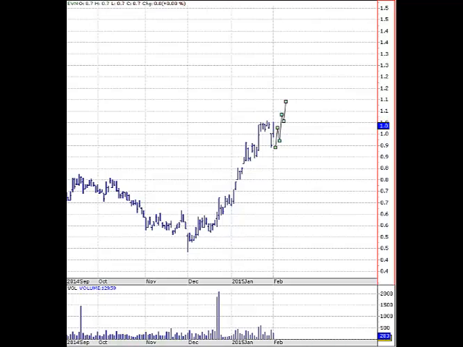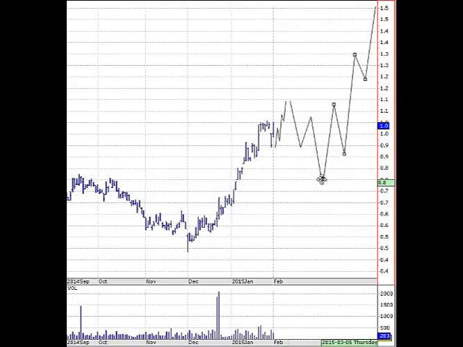Once we've got that, then we'd be looking for an ABC correction that can move back into this area through here, and then if it is a corrective pattern, then we can look for another 5 waves up here, and this would be a third wave up here, which would move very strongly at that point. So once again, it's all about moving through here.